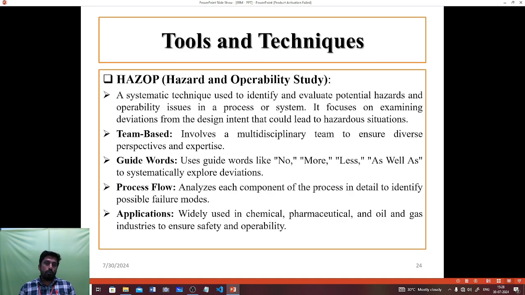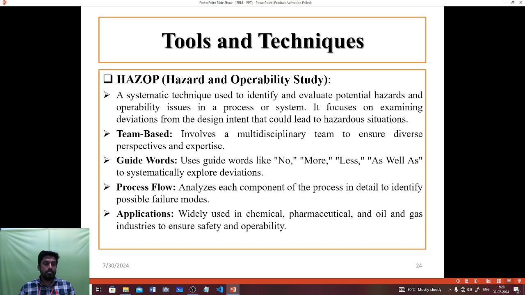Here are listed some tools and techniques to control risk management. First, HAZOP, that means hazard and operability study. It is a technique to identify hazards and evaluate the potential hazards in a process or system. It mainly focuses on examining the deviations from the design intent that could lead to hazardous situations. The hazard and operability study is based on the following four types: one is team based, second is guide words, third is process flow, and fourth is applications.